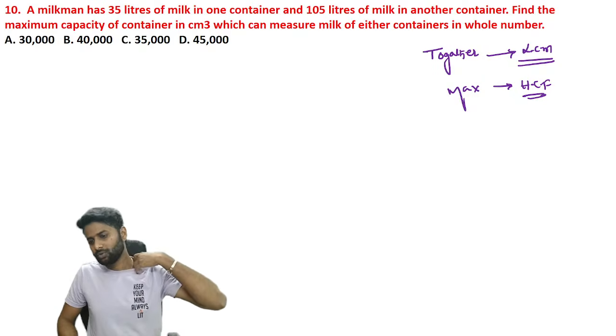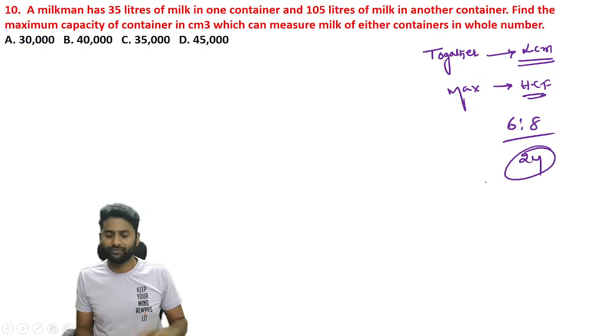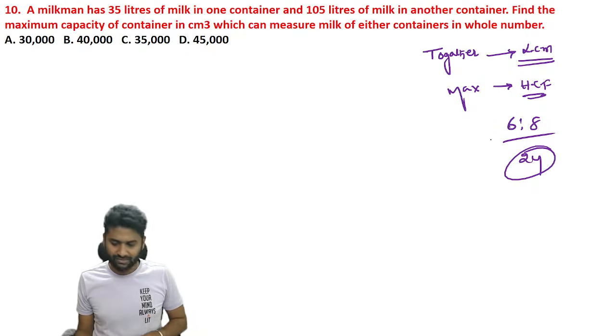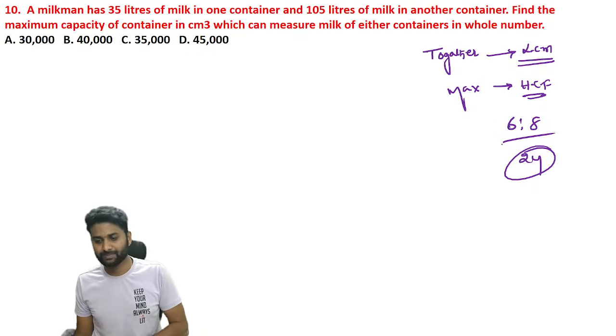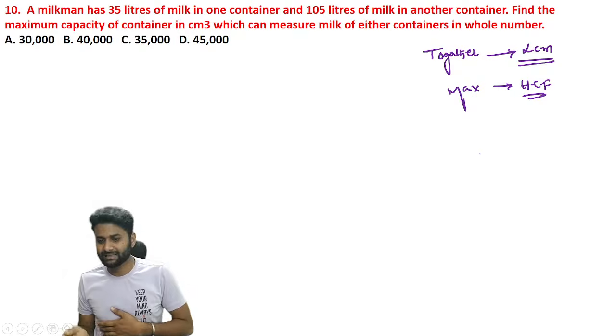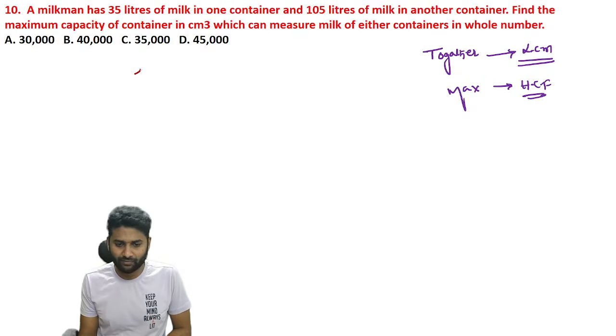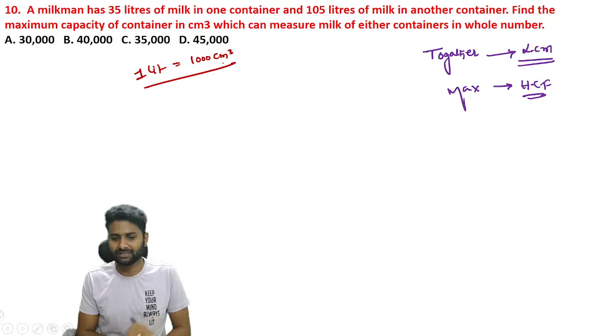And the least common multiple means you can see 6 and 8 have a common multiple of 24. How do you get 24? LCM of 6 and 8. That's why, whenever you see any information about together, you can apply the concept of LCM. If you want to go with the maximum, it is the application of HCF. And the most important thing here: 1 liter is equal to 1000 centimeter cube. Remember this concept.